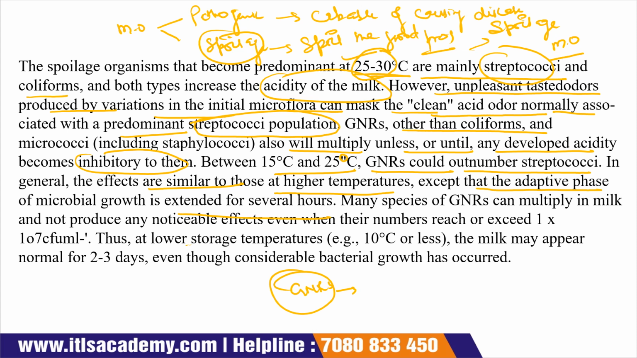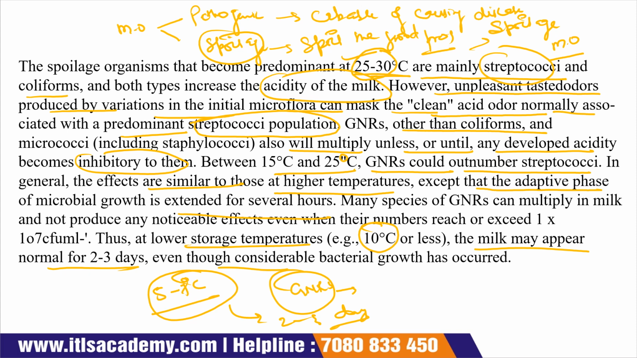Thus, at a lower storage temperature, that is less than 10 degrees Celsius, the milk may appear normal for 2 to 3 days. That's why I suggested that milk should be stored between 5 to 7 degrees Celsius. Okay, if we store milk in the 5 to 7 degrees Celsius range, then it can be stored 2 to 3 days. Even then, considerable bacterial growth has occurred.